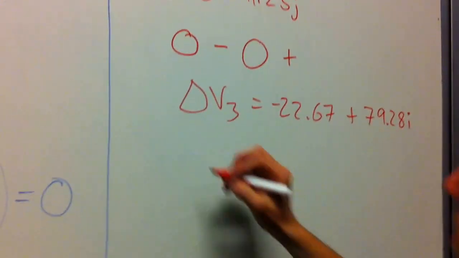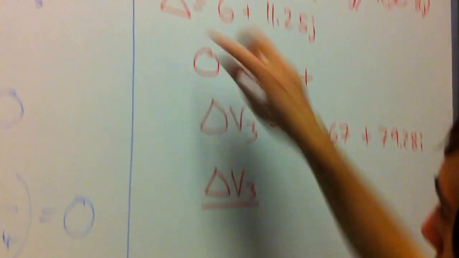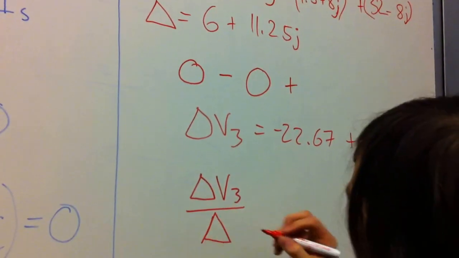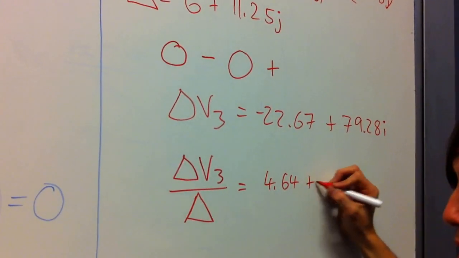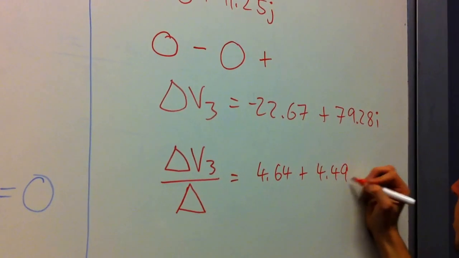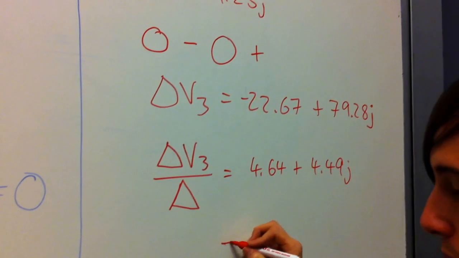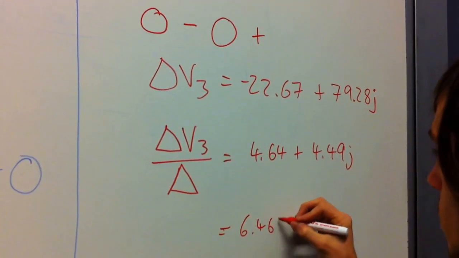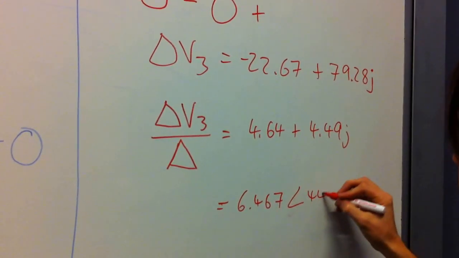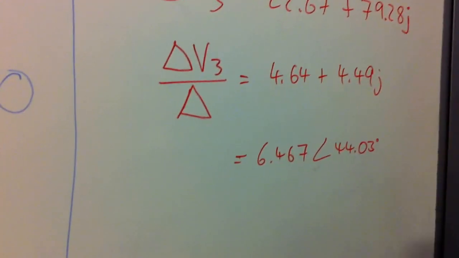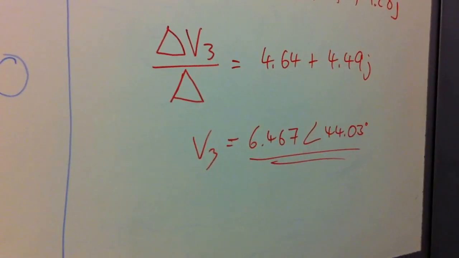Now the next step is to divide that by this one up here, which will give you 4.64 plus 4.49j. Take that into polar form, gives us 6.467 angle 44.03 degrees, which is V3, and your answer.